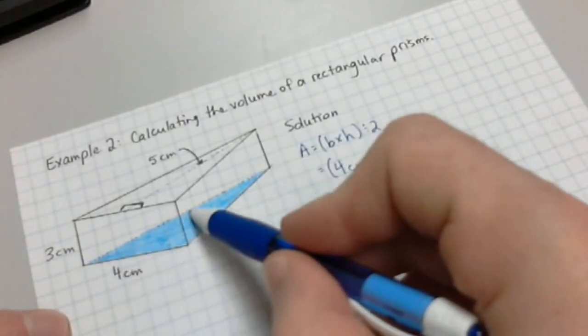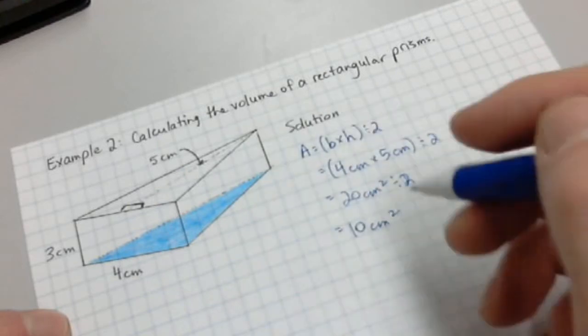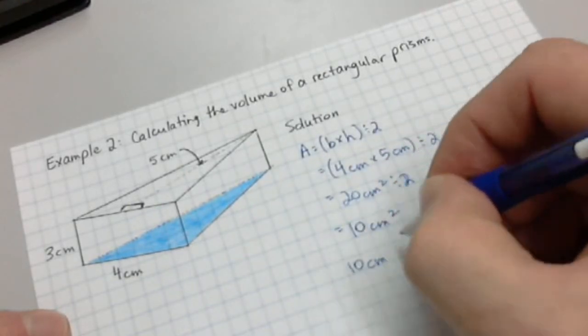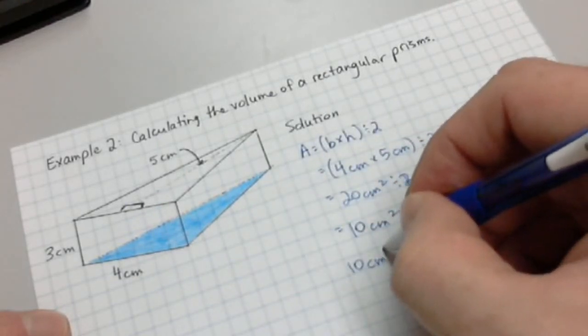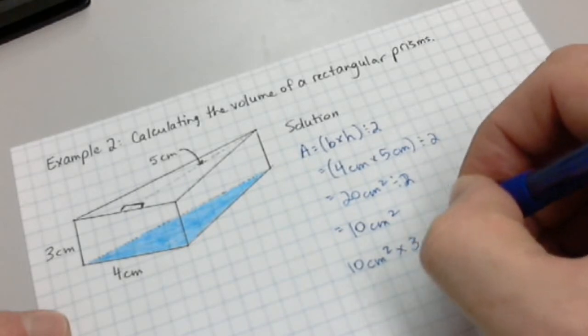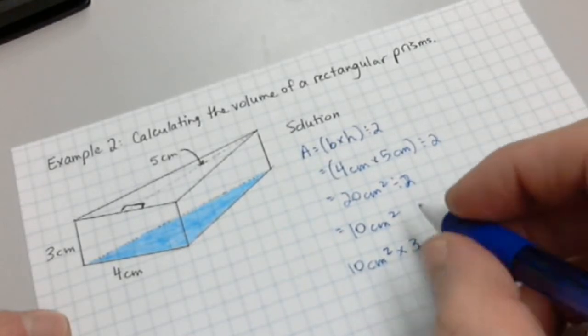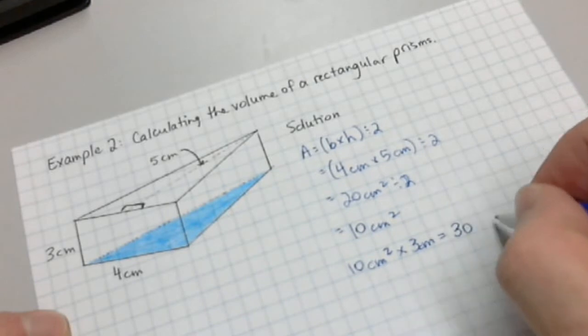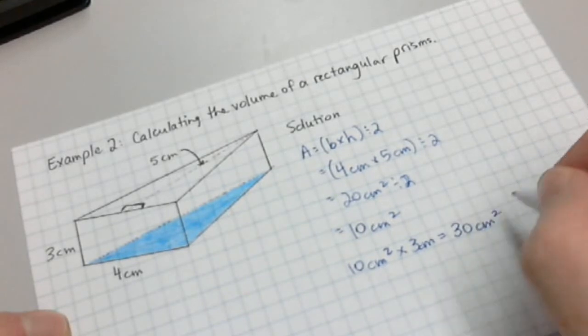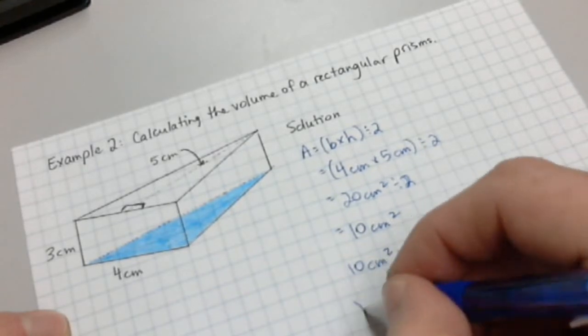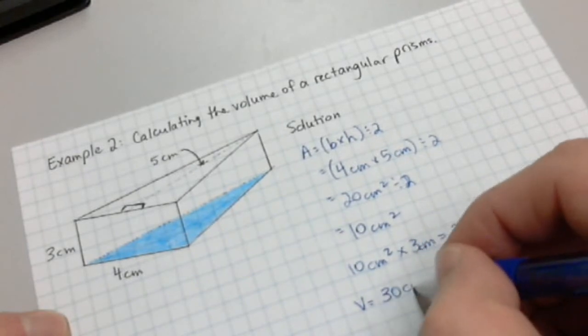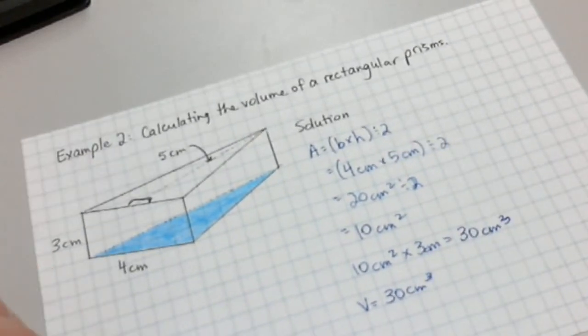Then what I do is I take the area of this blue base, of the base in general, and I multiply it by 3 centimeters, because that's the height of the prism. And when I do that, I get a volume. The volume equals 30 centimeters cubed.